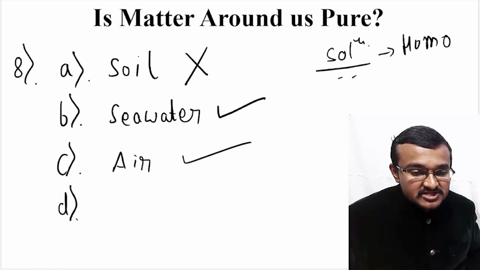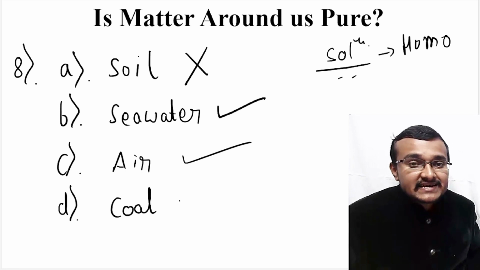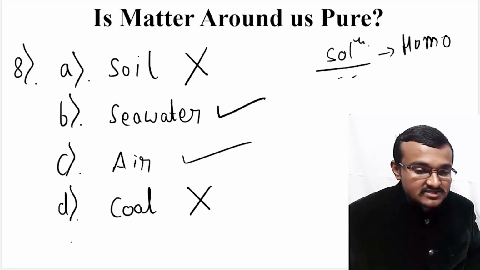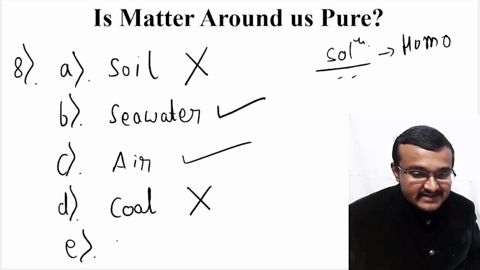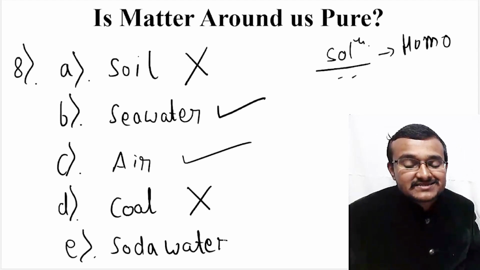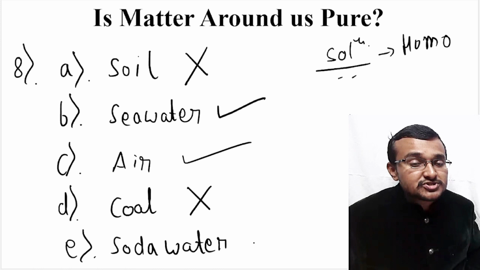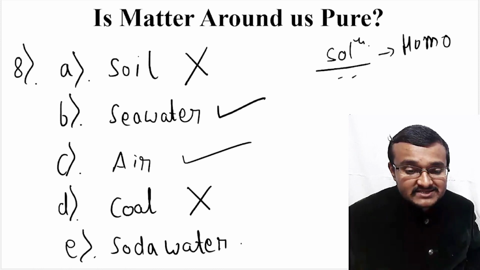Coming to the next mixture in this particular 8th question, that is coal. Coal is again a heterogeneous mixture, so it cannot be a solution. Coming to the next mixture, that is soda water. So in soda water, carbon dioxide gas is homogeneously mixed in water. Hence, soda water is also an example for a homogeneous mixture of solute and solvent. Hence, soda water is also a solution.